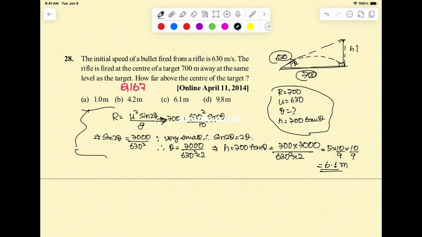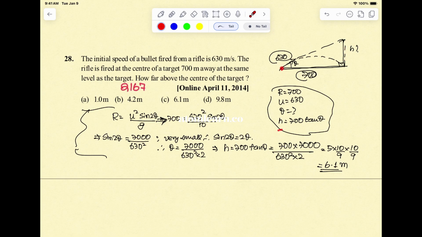Let me also explain briefly how the solution is arrived at. R is given as 700, U is given as 630, and theta we have to find out and then put into this particular formula, because what is asked for is how much higher than the target one should aim. Or rather, in order to hit the target, supposing you are aiming at the elevation angle theta and firing, how much height over the target will you be hitting? That is the question which is asked.